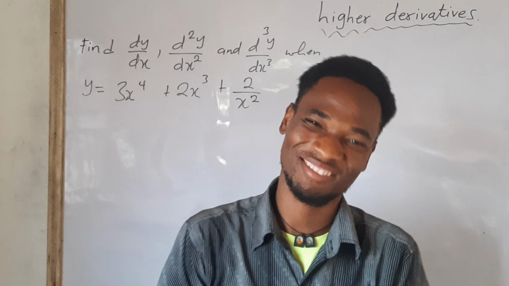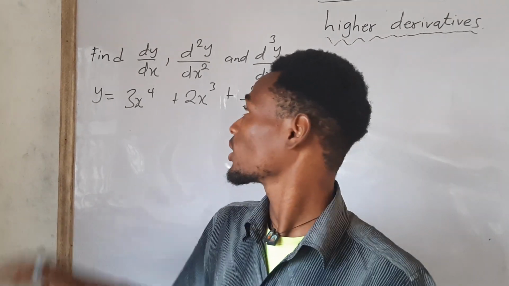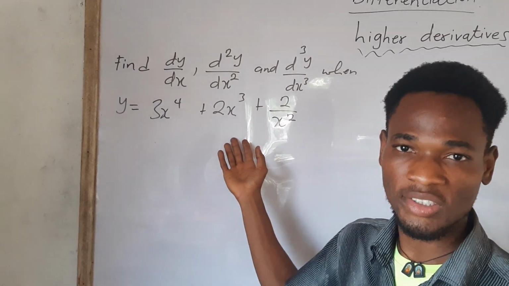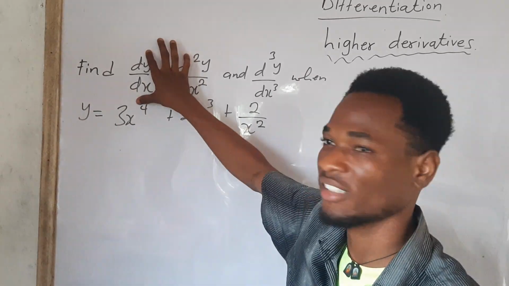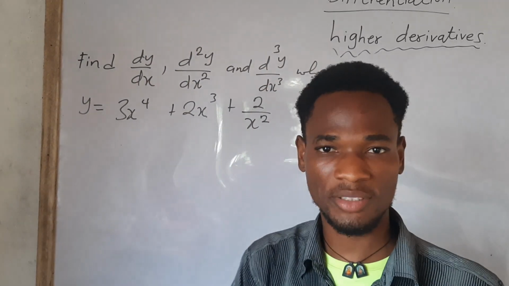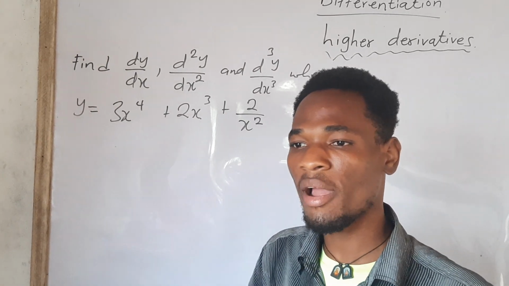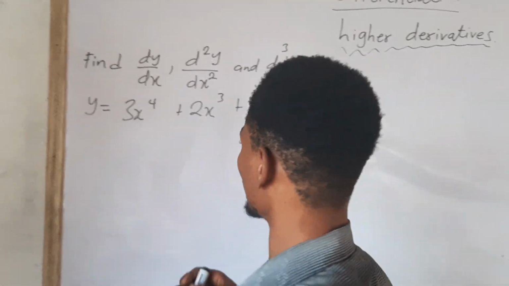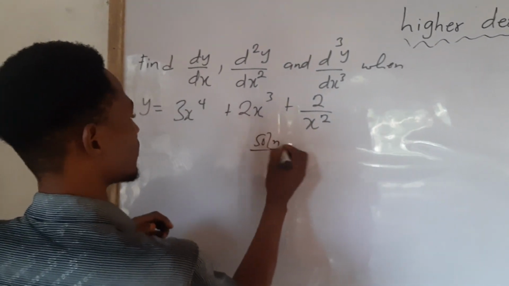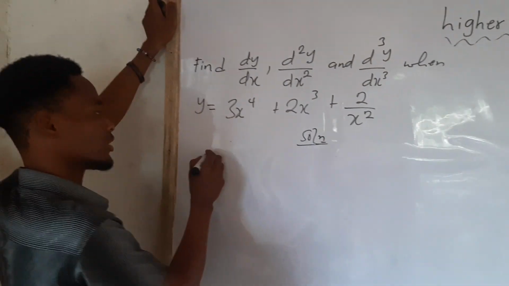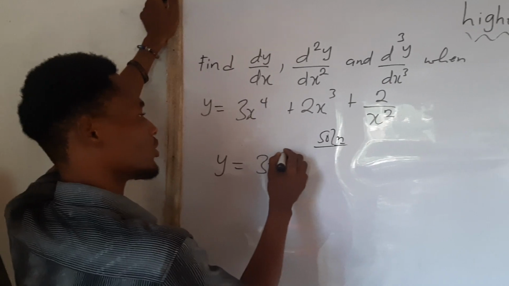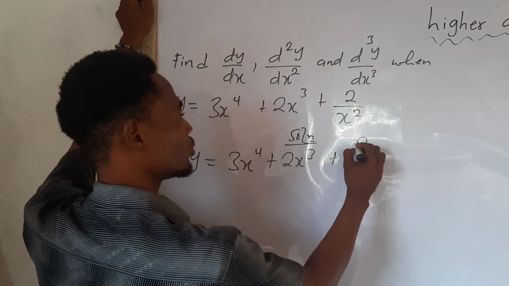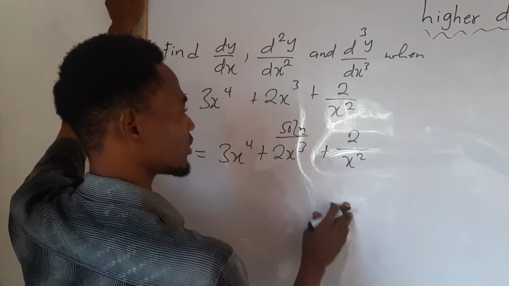Okay, you're welcome back. Now, let's consider this question. For the higher derivative, this is how the questions are being posed. If you only know dy dx without knowing this and this, there's a problem somewhere. You need to know every nitty-gritty of whatever you are doing. So, solution: my function is y equals 3x exponent 4 plus 2x to the power 3 plus 2 over x squared.